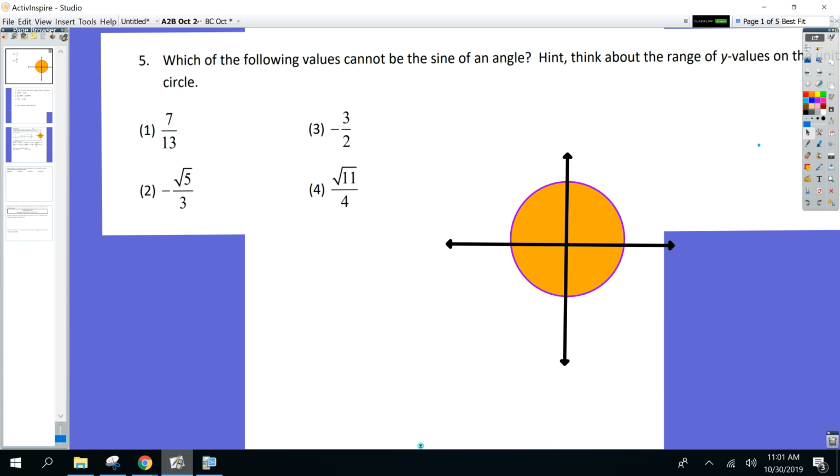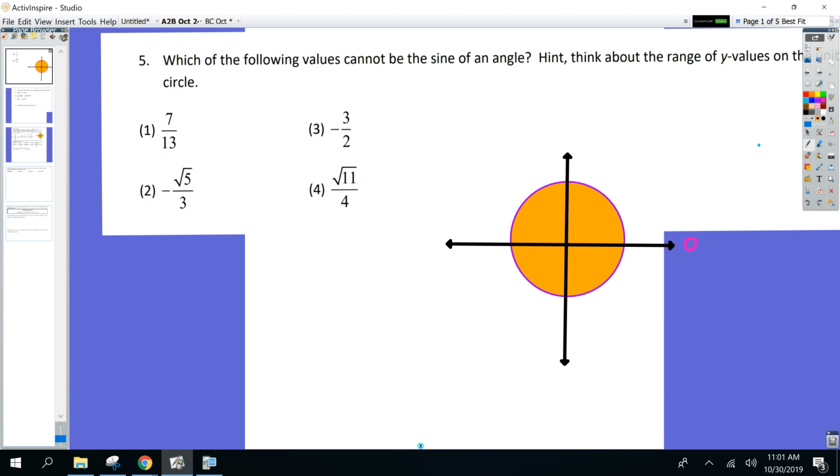I gave you 4 multiple choices. Which one cannot be the sine of an angle? I gave you a little hint that says think about the y values on the unit circle. So I want to review that right now with you. If you have to turn back and forth, please do so.